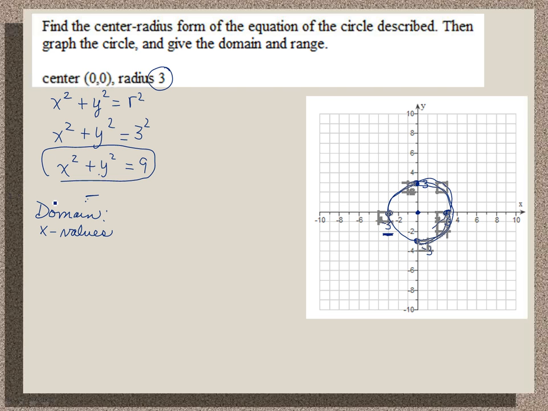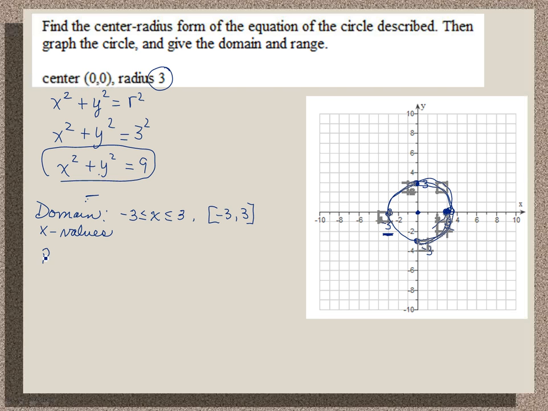So my domain starts at -3. These are the x values, and the domain continues. I have points all the way to the right until I reach this rightmost point where the x value is 3. So my domain goes from -3 to 3. I could also write that in interval notation as -3 to 3 using brackets, since there is a point here at -3 and there is a point here at 3.